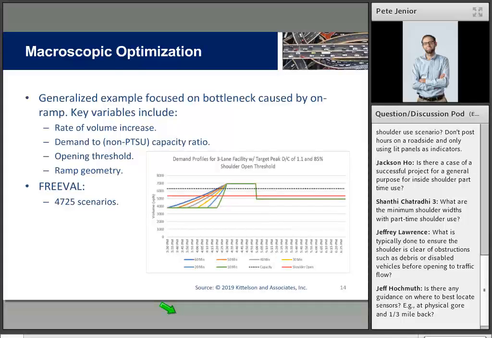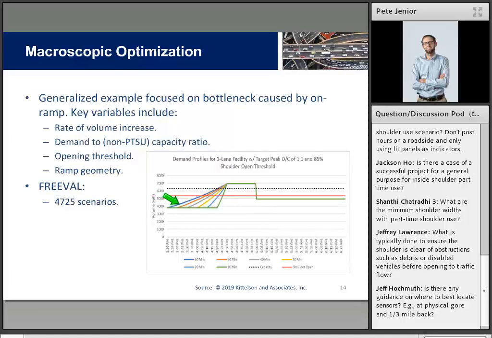different volume and geometric scenarios, over 4,000 of them to be exact. One of the key findings of this experiment was that the rate of volume increase is really critical in making decisions on opening or closing the shoulder. Opening a shoulder is not something that's done instantaneously. It usually takes about 15 or 20 minutes, from what most agencies have shared with us. And so that means that if you want to open the shoulder in advance of congestion, you need to understand how soon you'll get there, and the rate of volume increase is really key.